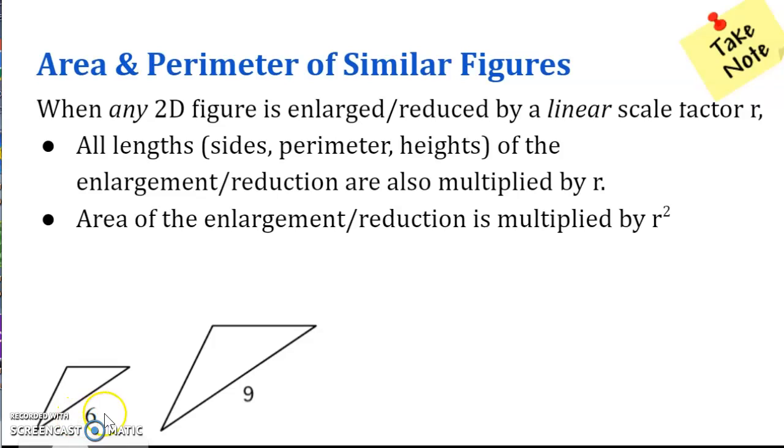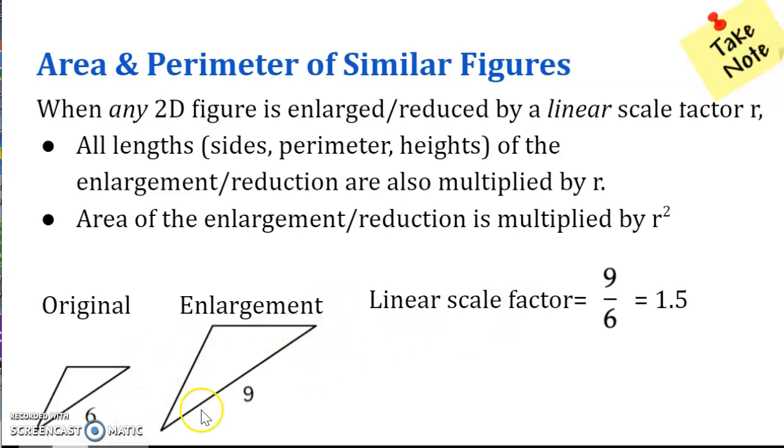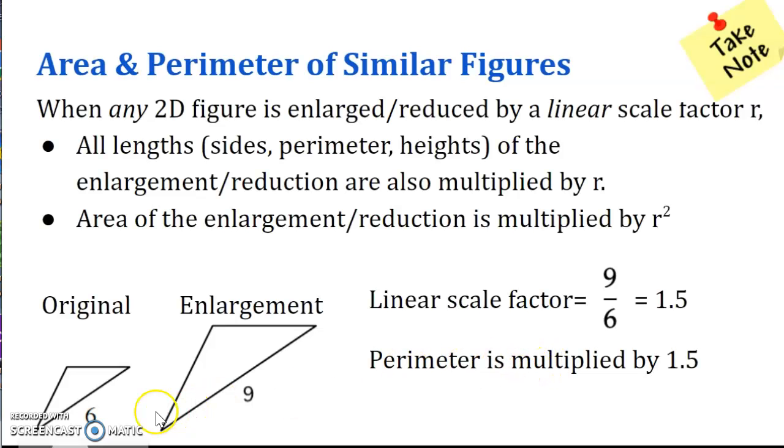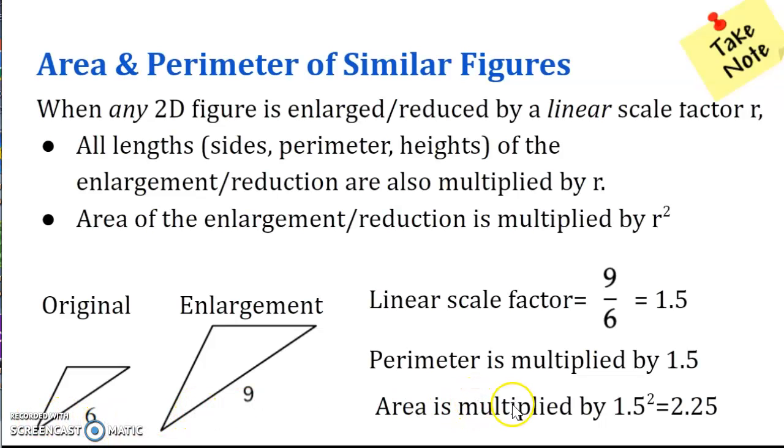So for example, if you have this triangle that went from 6 to 9, where 6 was the original and 9 is after the enlargement, the linear scale factor is the enlargement. What number am I multiplying to get from 6 to 9? It's 9 divided by 6, which is 1.5. So you're multiplying by 1.5. That means the perimeter is going to be multiplied by 1.5. However, the area is going to be multiplied by not 1.5, but 1.5 squared, which is 2.25.